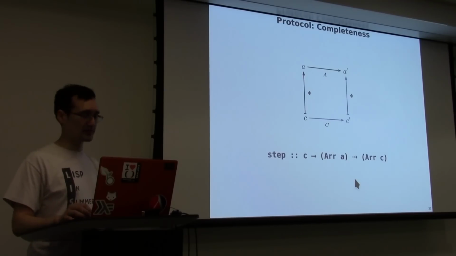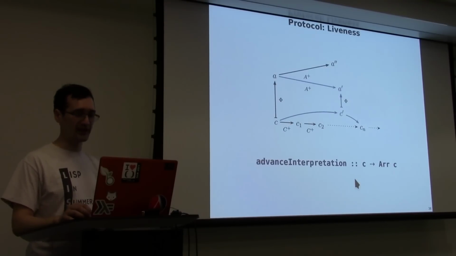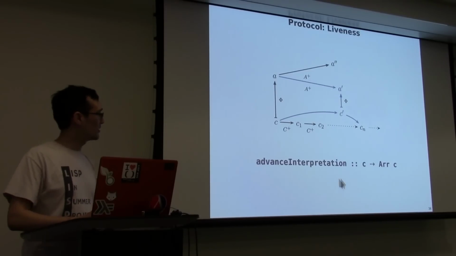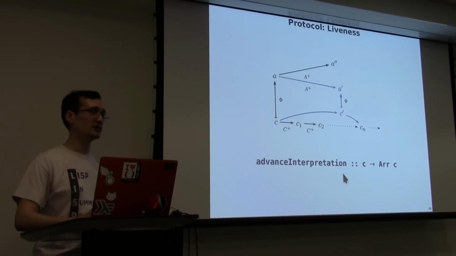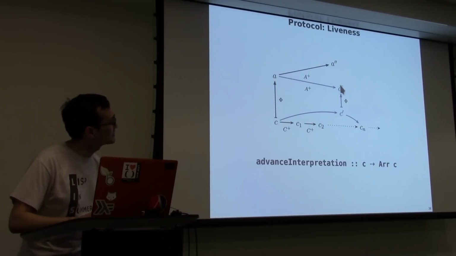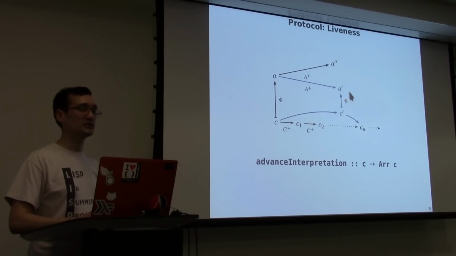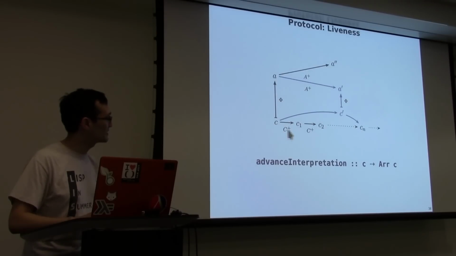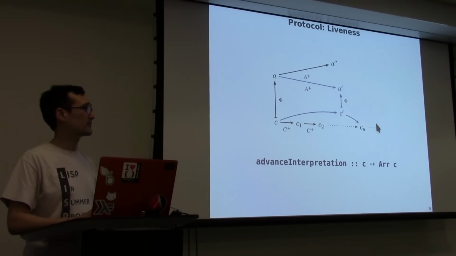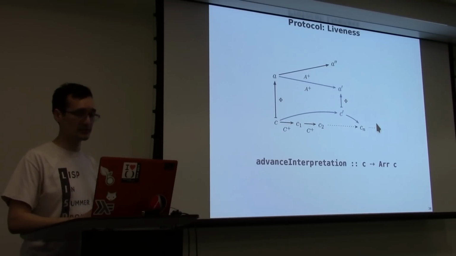What is the computational content of liveness, or weak liveness, or other liveness? It's a function advanced interpretation that takes a concrete state and advances to another concrete state in a way that it goes past an abstract state. So it's not just advanced in C+, it's advanced in A+. So it's a moral equivalent of advancing in A+, but implemented in C. Does that make sense? Okay.